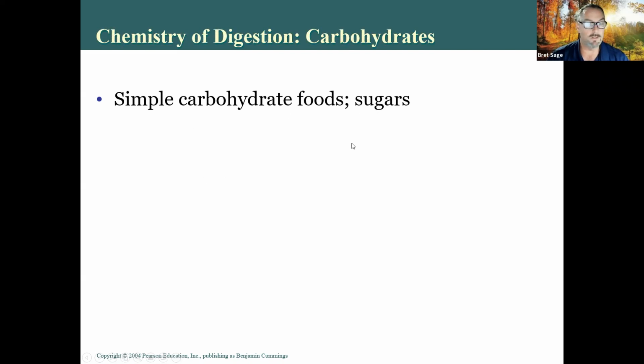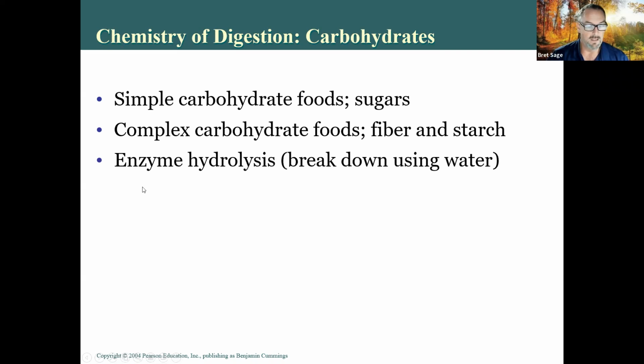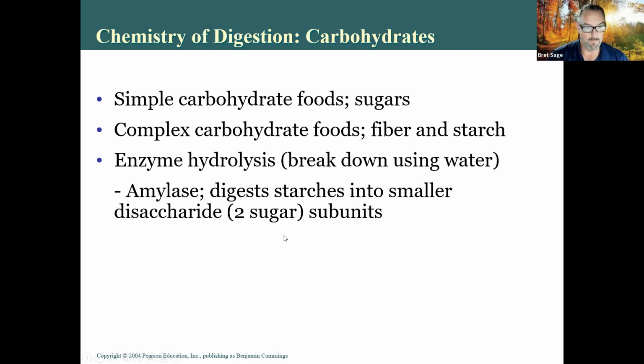Okay, chemical decomposition, or breakdown of food molecules. Simple carbohydrate foods are sugars. Complex carbohydrate foods can include both fiber and starch. The difference is you can digest starch, you can't digest fiber. Enzyme hydrolysis is the chemical process of breaking down large molecules into smaller molecules using water. If you've ever studied this, what it does is water breaks into two pieces. Each of the pieces connects to the piece of the material splitting, allowing it to stay separate.